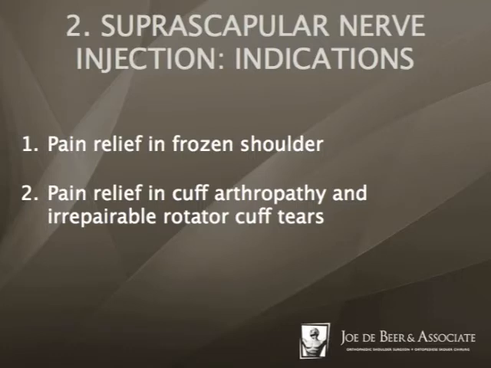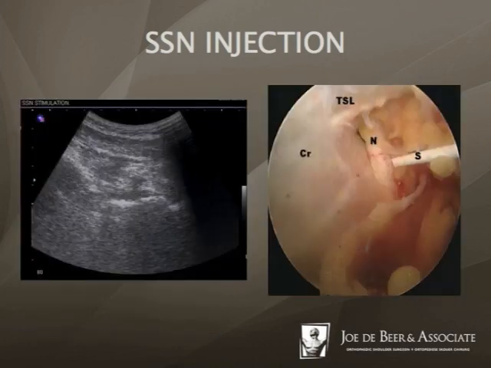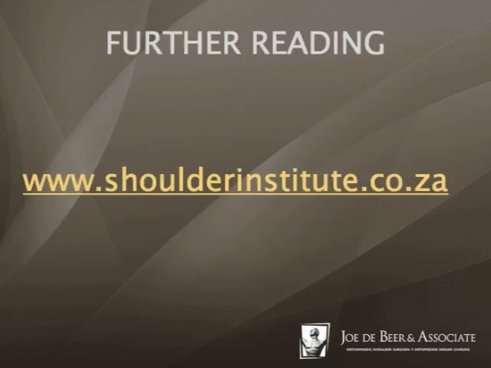Suprascapular nerve injections are given for pain relief in frozen shoulders and also cuff arthropathy and irreparable cuff tears. The ultrasound is used to locate the suprascapular notch, and the nerve stimulator would confirm the location. In this picture one sees the ultrasound picture of the needle as well as the needle in the space. We thank you for your attention, and this was an indication of how to give these injections accurately, with hopefully great beneficial effect both on diagnosis and therapy.